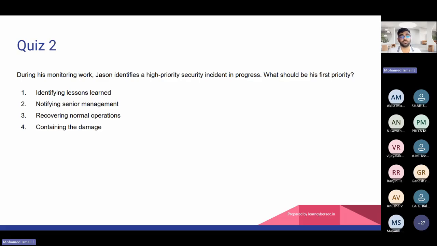Notifying senior management. Whenever there is an incident, if every time you call your senior manager and management, they will get fed up with your work, they will replace you. So there is a chance you get fired. So the second is not a right answer. Recovering normal operations. This is also not a right answer, because we don't even know the business impact. He just identified a high priority security incident happening. Recovering to normal operation only comes when you completely understand the damage, and the damage is not yet identified.